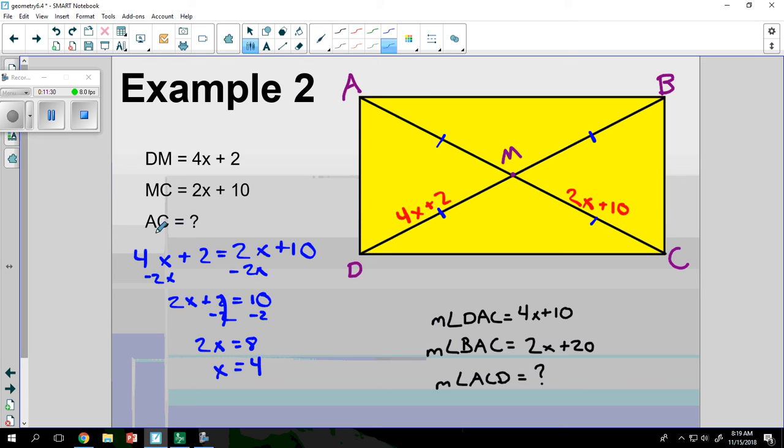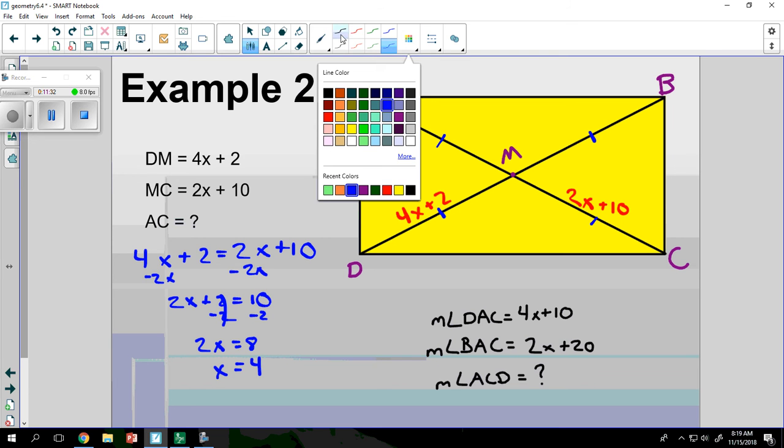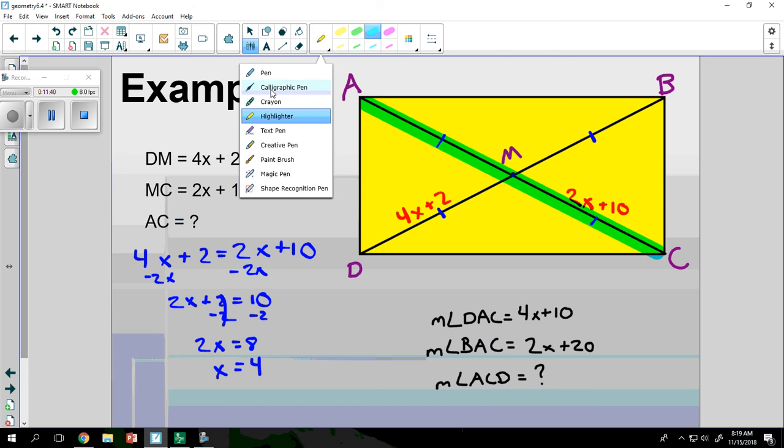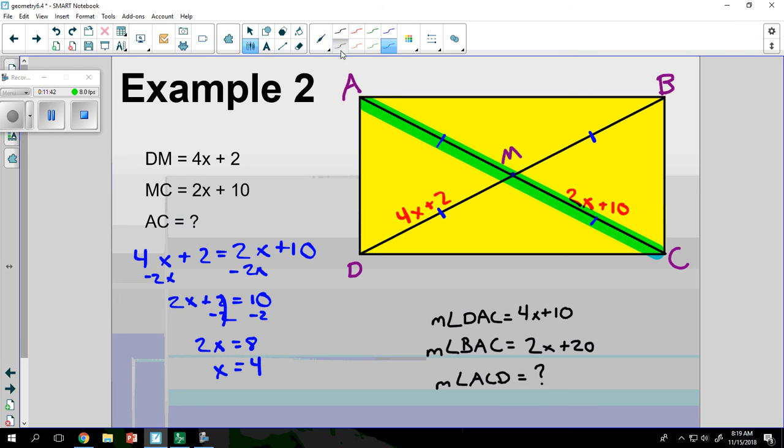And then we're not done yet, because we still want to figure out what AC is. And AC is this entire length there. So I need to figure out what that is. Our thought could be, what if I figure out MC? So I'd take the 4 and plug it in. 2 times 4 plus 10 would give me 14. And if MC is 14, actually there's an error there, isn't there? Let's fix that. 2 times 4 would give me 8, and 8 plus 10 would give me 18 instead.